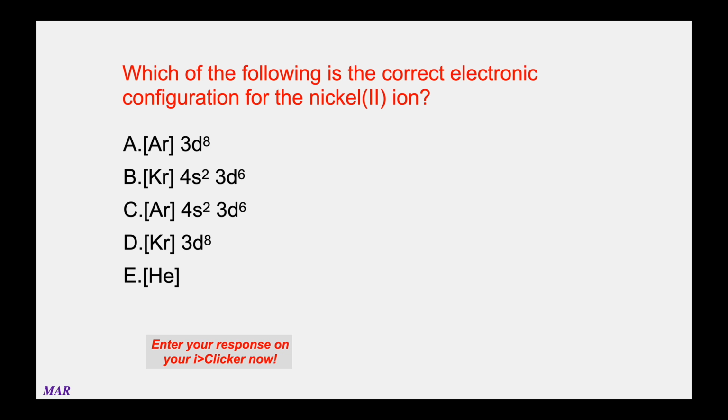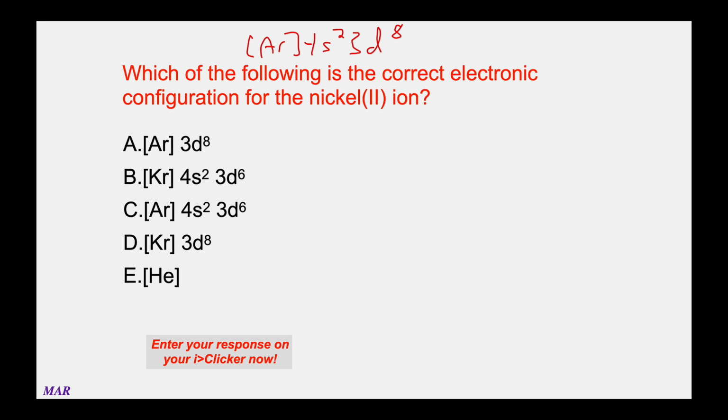So nickel has an argon core, which I'll try to write right here. And then the next 2 electrons, potassium and calcium, make it a 4s2. And then you start the d electrons. Nickel, if you count from left to right, is a 3d8. So neutral nickel would be argon 4s2 3d8. That would be neutral nickel, okay?